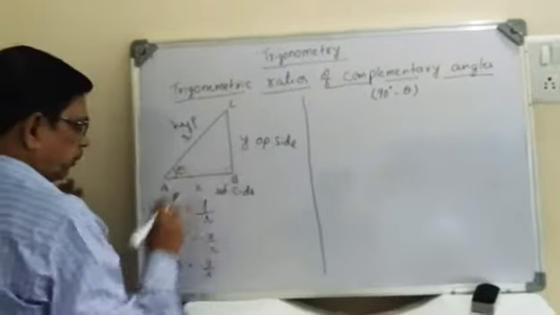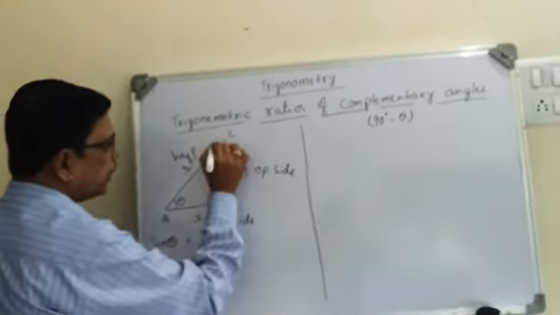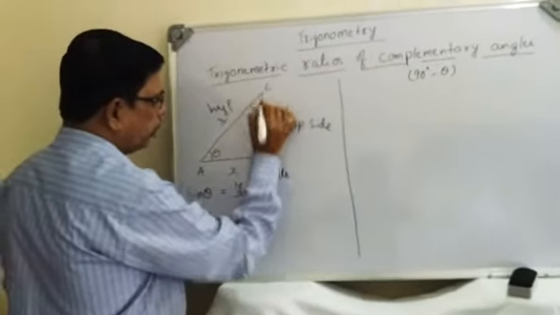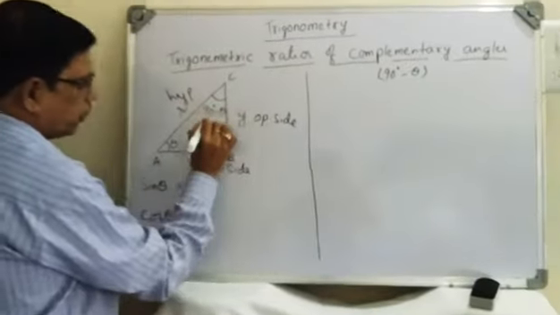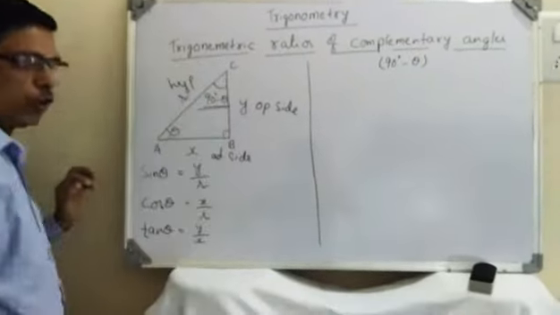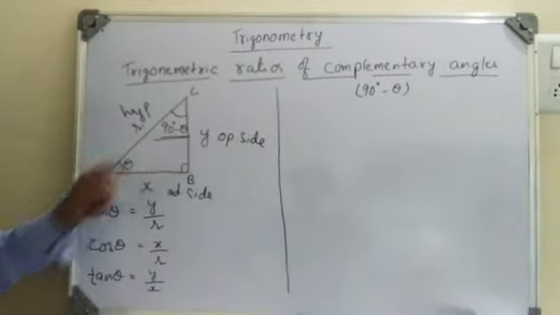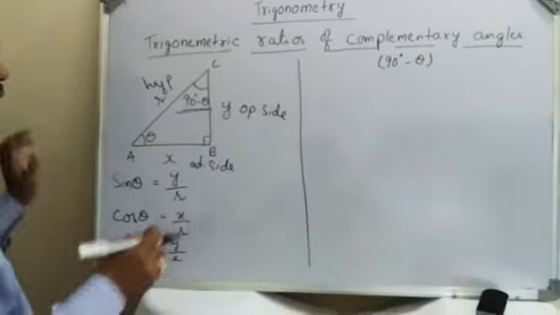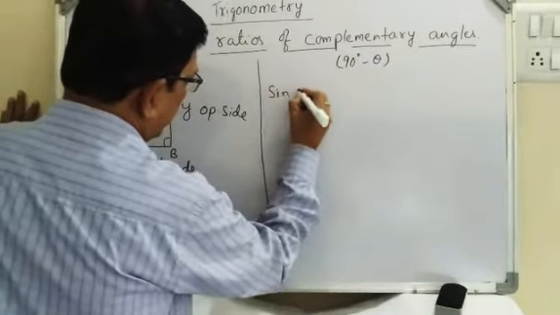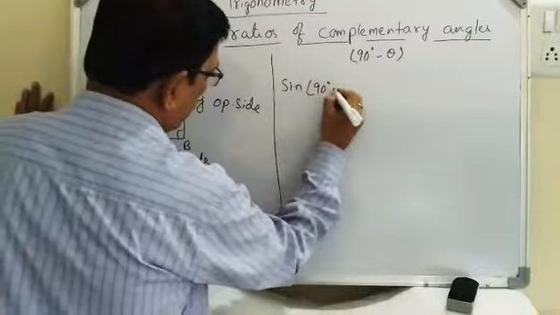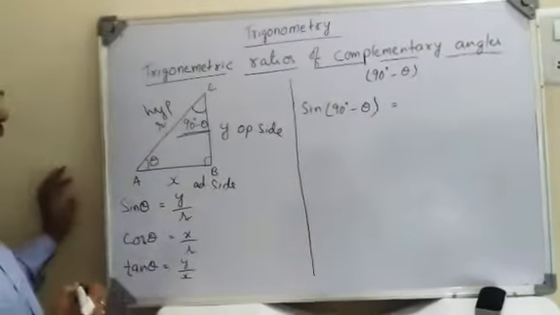So if we observe in this triangle ABC, I said that angle A is equal to theta. Now angle C will become 90 minus theta. So angle C, the measurement of angle C here, is 90 minus theta. Now we take the ratios here. Let us take sin 90 minus theta.